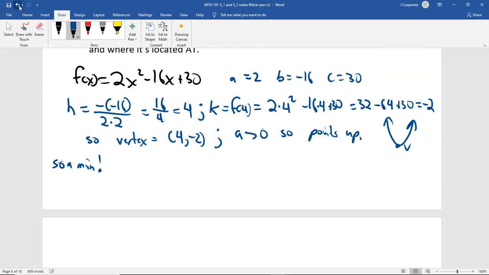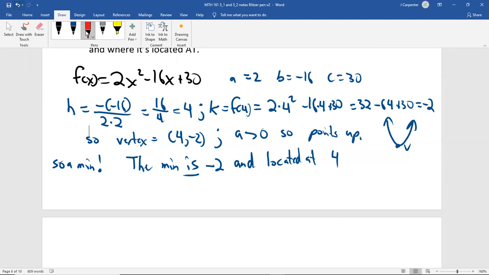It has to be a min. So we say the min is the y value, and I'm doing these in a backwards order to keep you on your toes. I'm not going to say the location, then what it is. I'm going to say what it is, then the location. The min is the y value, which is negative 2, and it occurs at 4.